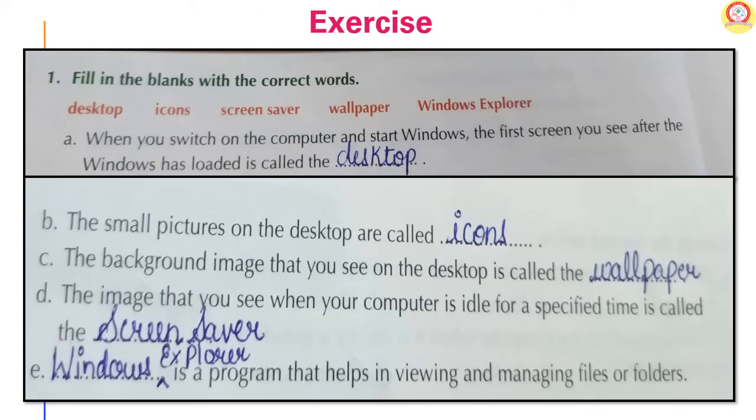Now children, open your textbook page number 34 and 35. In that, let's move to question number 1, fill in the blanks with the correct words. A. When you switch on the computer and start Windows, the first screen you see after Windows has loaded is called the desktop. Okay, children. B. Small pictures on the desktop are called icons. C. A background image that you see on the desktop is called the wallpaper. D. The image that you see when your computer is idle for a specific time is called the screen saver. E. Windows Explorer is a program that helps in viewing and managing files or folders. Okay, children.